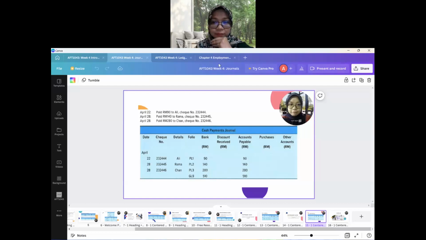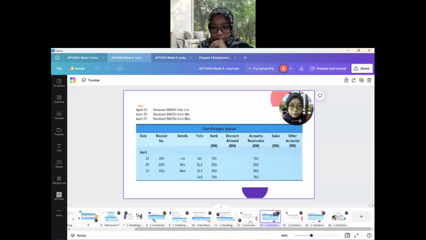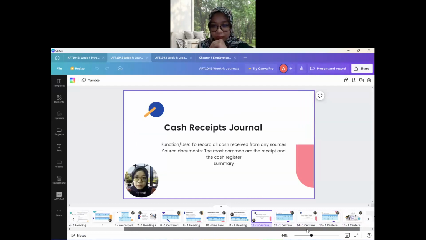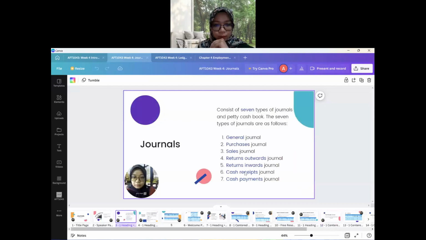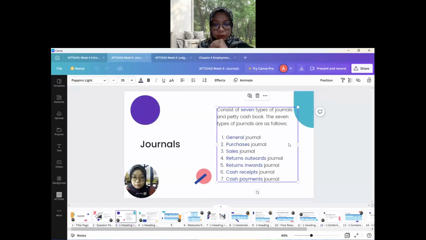Is it clear? Okay, teacher. So, journal settle. For all of this, if you come across a question asking you to do a journal entry, no need to enter it into the purchase journal, sales journal or sales outward journal. Just put it in the general journal.